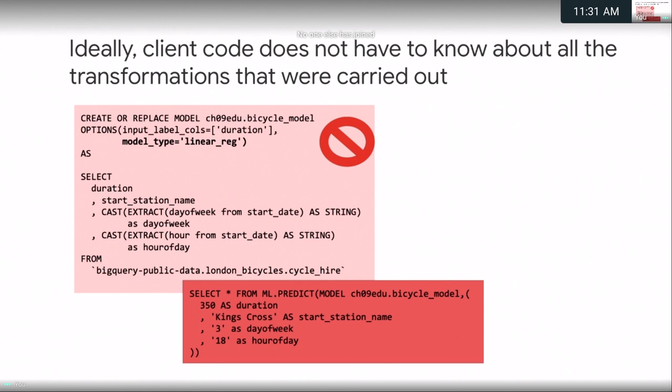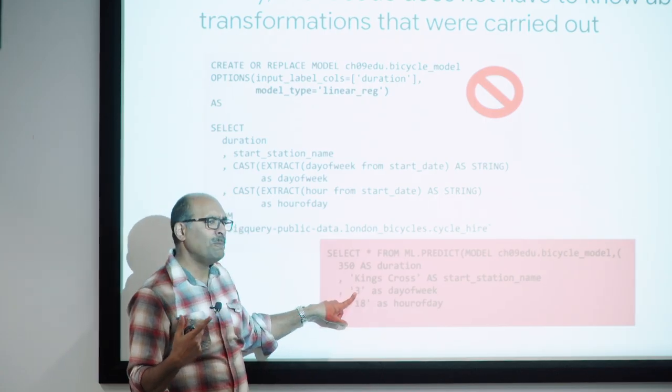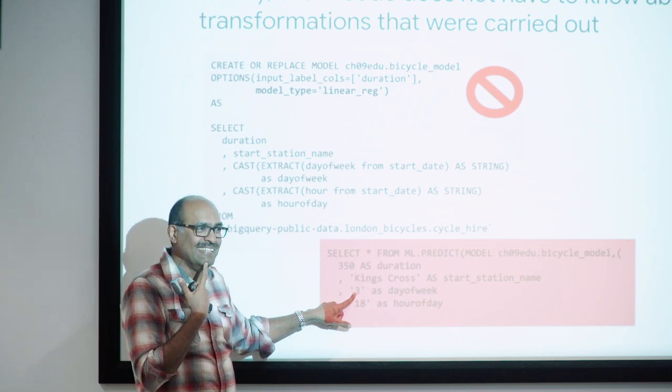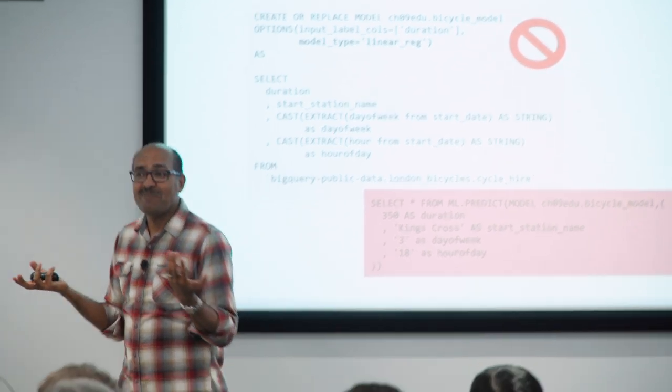Okay. So the idea then is, suppose we did this. This was the example that I showed you with the bikes data. We took the start date, and we extracted the day of the week, and we extracted the hour of the day. Now, when somebody does a prediction, what do they have to do? They have to pass in the station name. They have to pass in 3 as the day of the week and 18 as the hour of the day, because that's what our model was trained on. But should you pass in 3 for Tuesday, or is it 3 for Wednesday? I mean, you get the problem, right? And this is a real problem when you put ML into production.